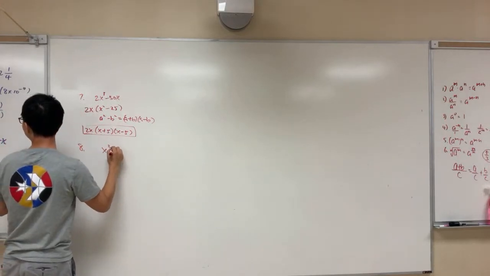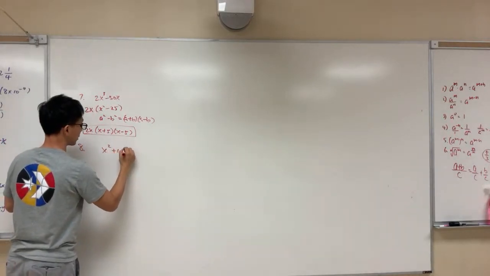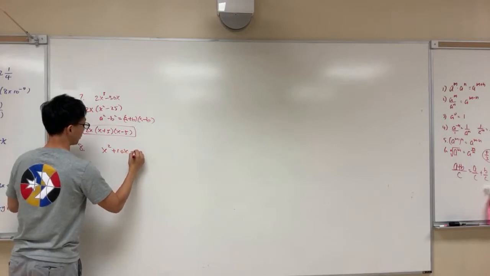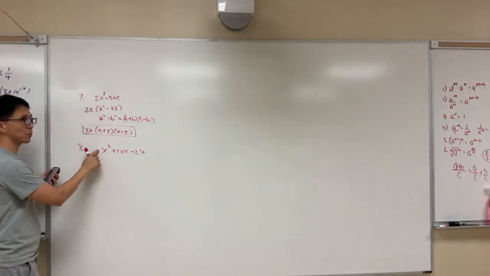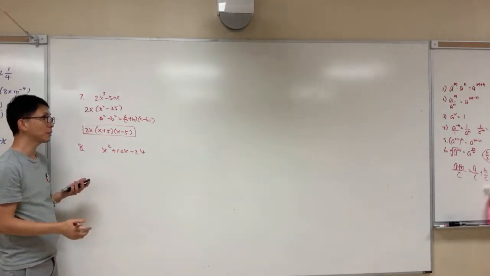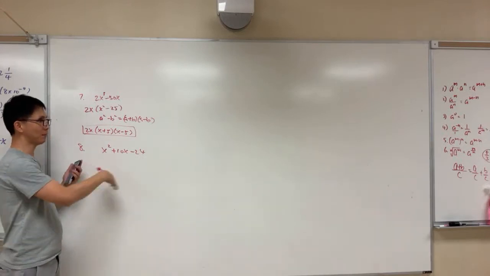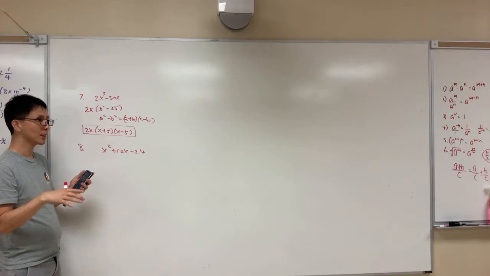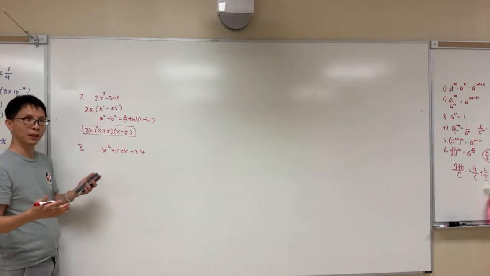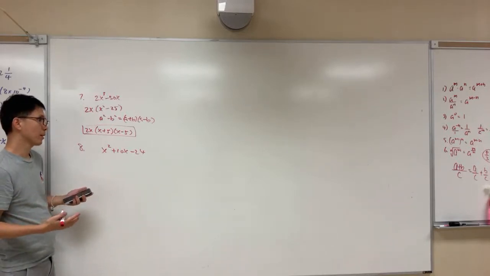So x squared plus 10x minus 24. Again, in this question the leading coefficient is 1, and there's no GCF. So imagine a box. Instead of imagining it, draw it out, spend 20 seconds to draw a box. Now you really need to visualize, practice visualization.